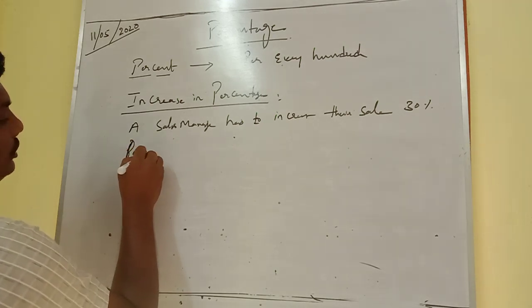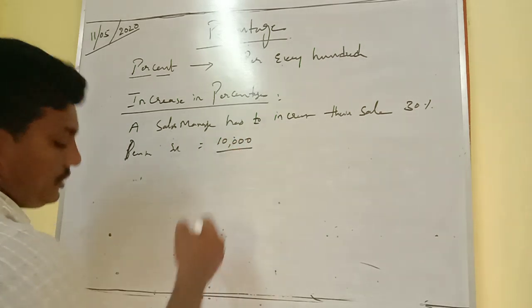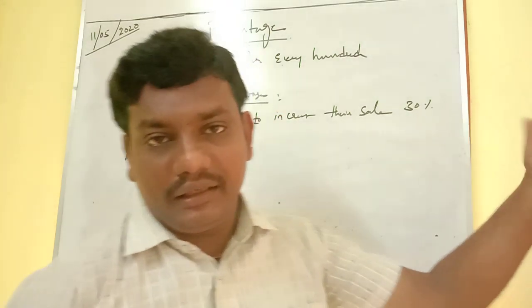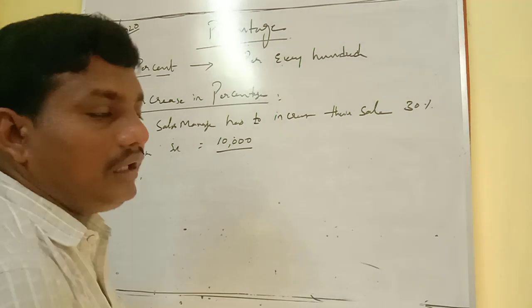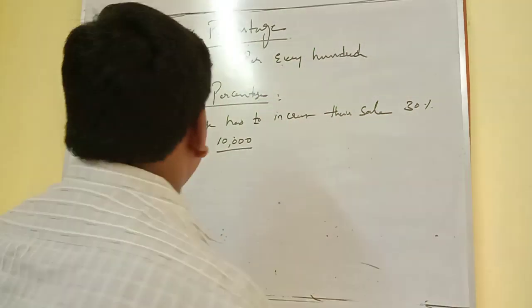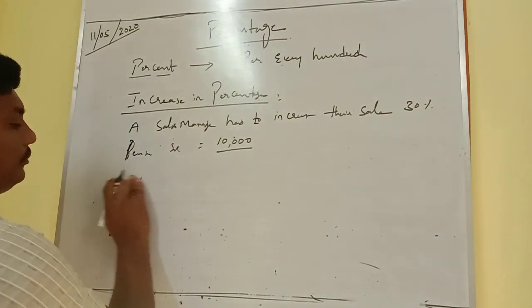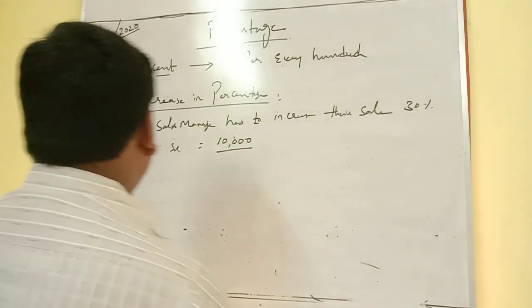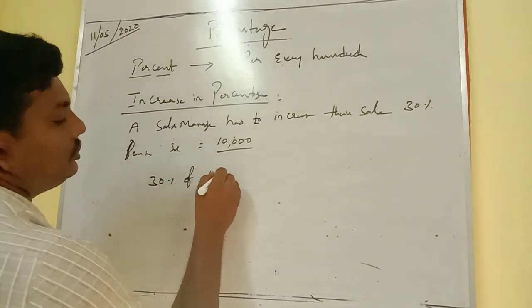The present sale was 10,000 rupees. If he wants to increase it by 30% more, what is the increasing percentage value? How much value should be increased? That is the first question. So we have to calculate the value of 30% of 10,000 first.